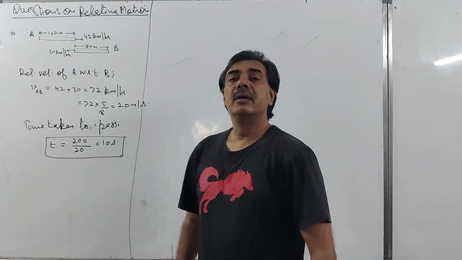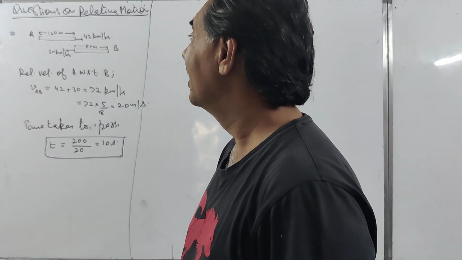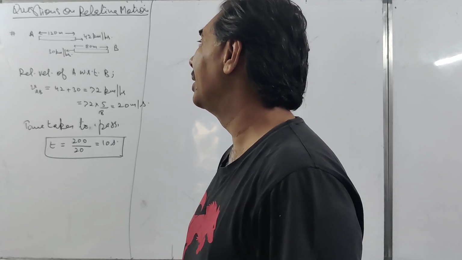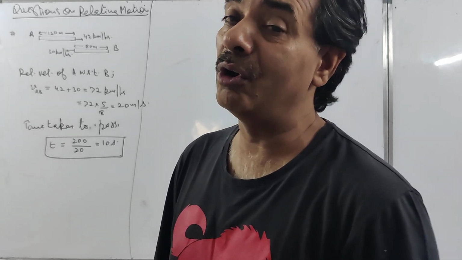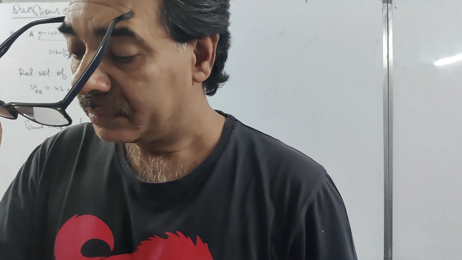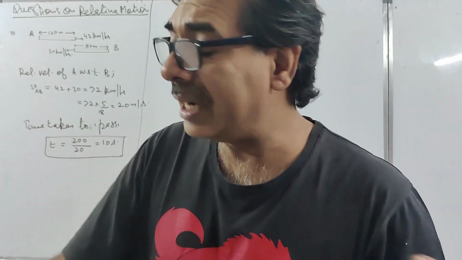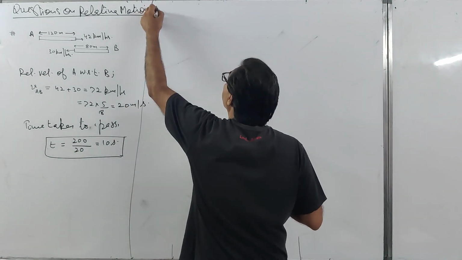Right? Neither is the train B at rest, nor is A moving with the speed of 40, it is moving with the speed of 72 kilometers per hour. This is the benefit of relative speed. Okay, let's do another one. He says there are two trains which are 100 meters in length each.